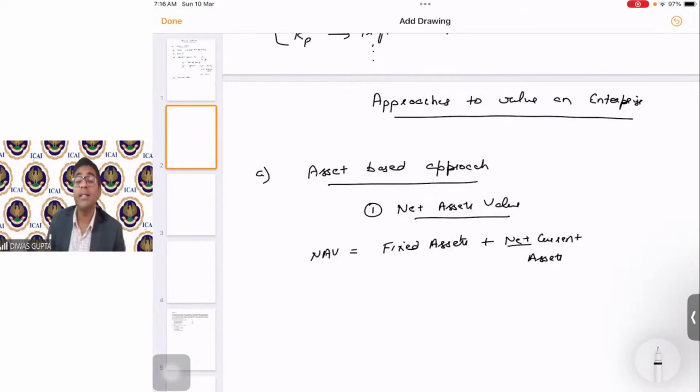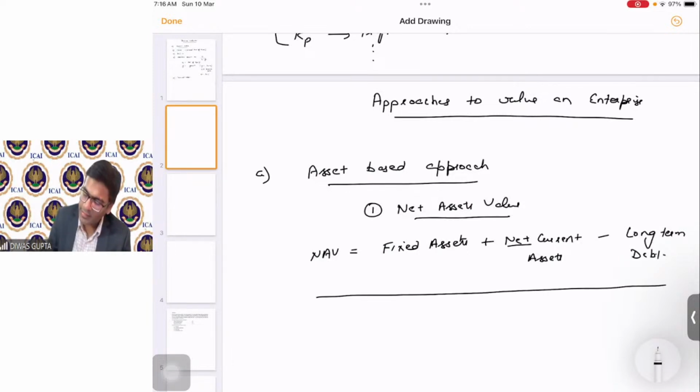Net current assets means net of liabilities, minus long-term debt. This is called NAV, students. Yes, assets minus liabilities, Shruti. And this is all the book value approach.